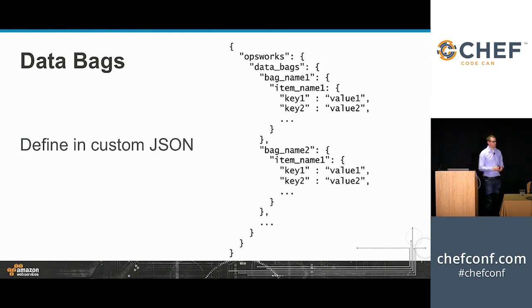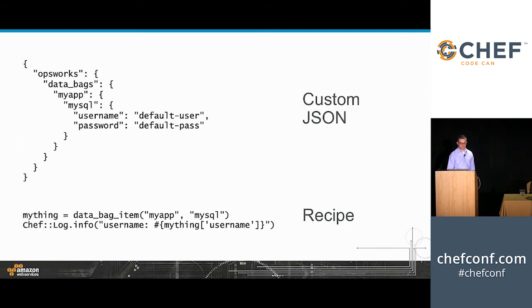Another way that you can leverage is to define data bags. In this example, anything that you define under OpsWorks data bags, and I have 2 data bags with different items in it, will then be available in your chef run as a data bag. To be a little more explicit, in this example I have a data bag called myapp that defines a username and password for MySQL, and then in a recipe you can access it like you used to from Chef. You can say data bag item myapp MySQL, and then you get back the username and password and everything that you have in there.